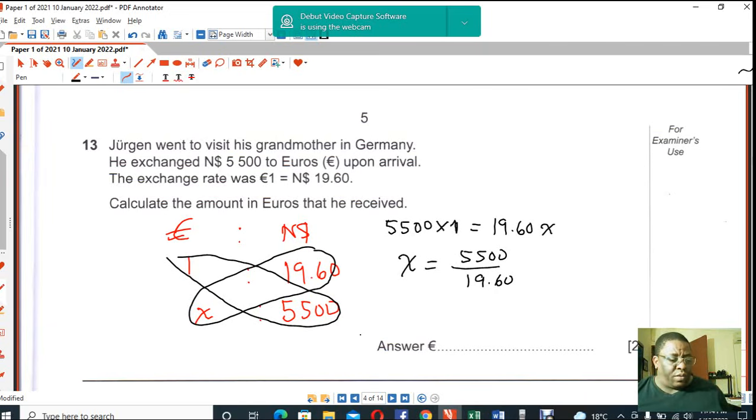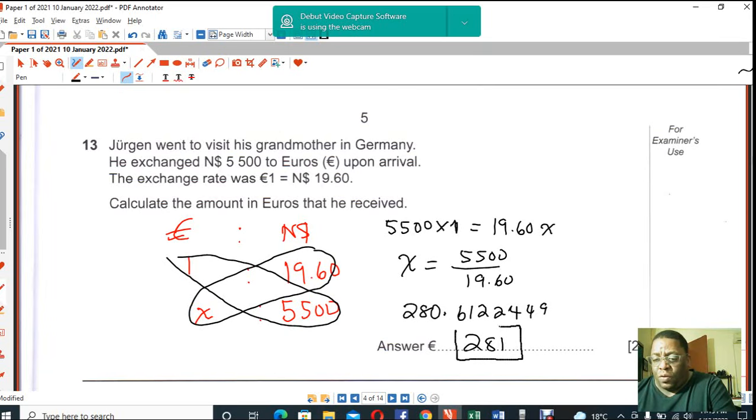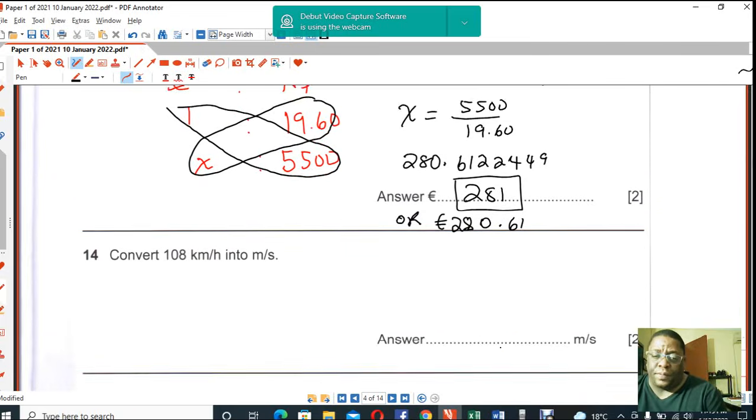So you grab your calculator and it should give you 280.6122449. Well, it's quite a big number. You can give it as 281, and that would be correct to 3 significant figures. Or, because it's money, you can say 280.61, okay? And that would be euros. Anyway, whatever you do, just make sure you get to that answer.